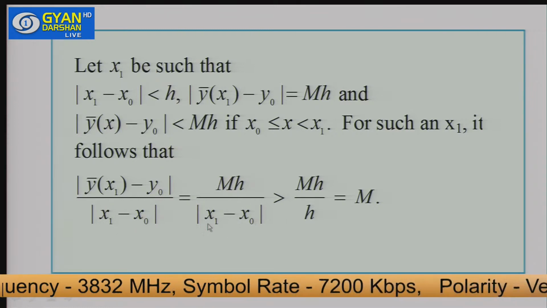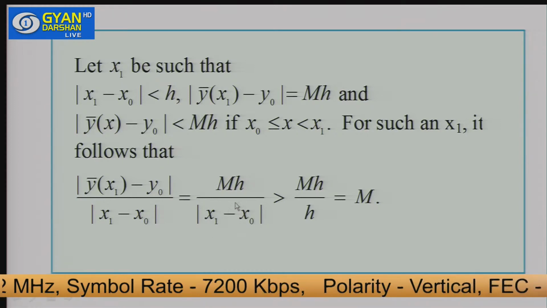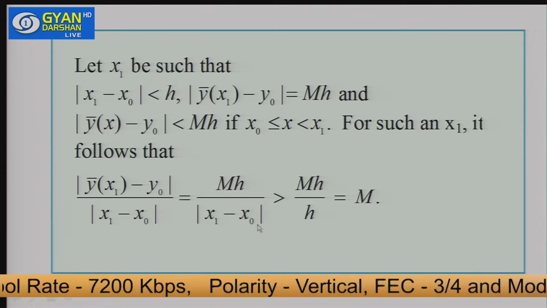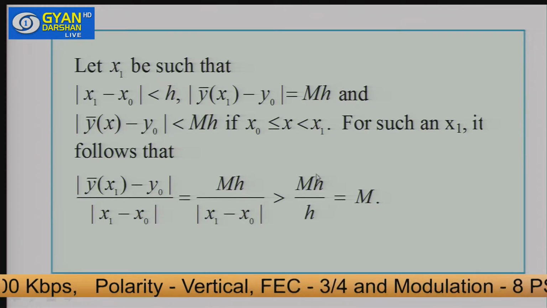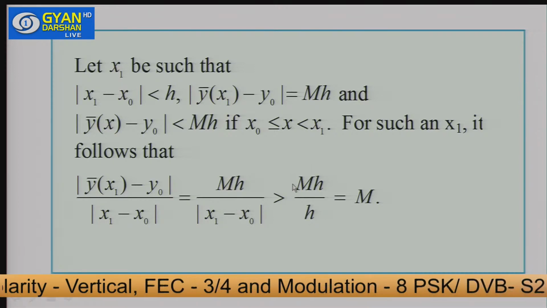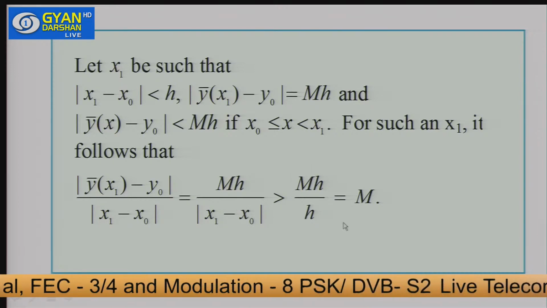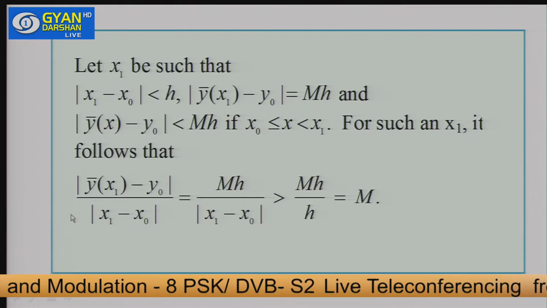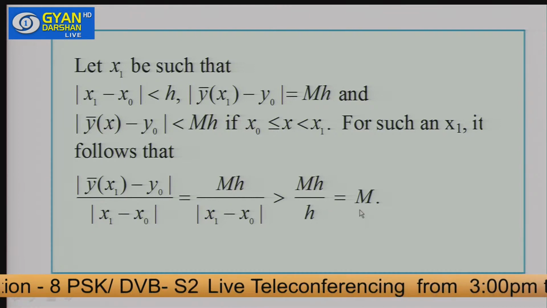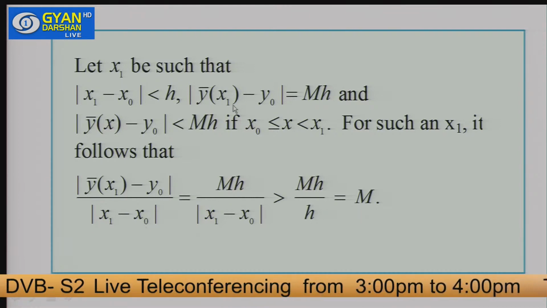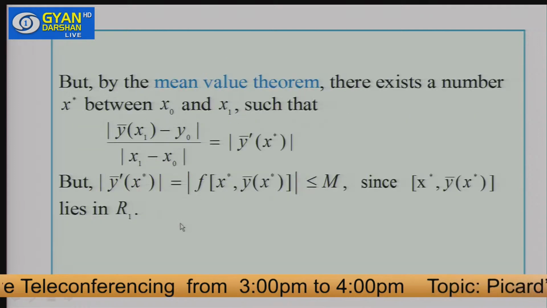Now this is obvious, this is less than h, so in the denominator h is bigger, so the whole thing will be less. So this is less than mh by h. So we are showing this ratio is greater than m, okay. Simple calculation just by dividing both sides by this, okay.